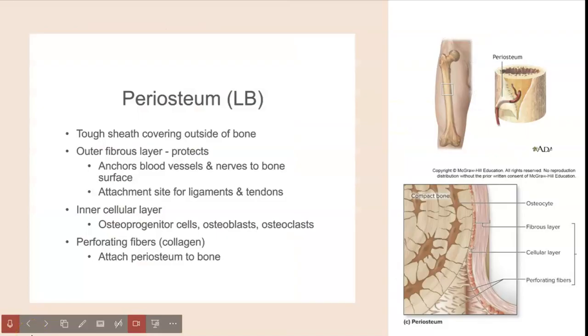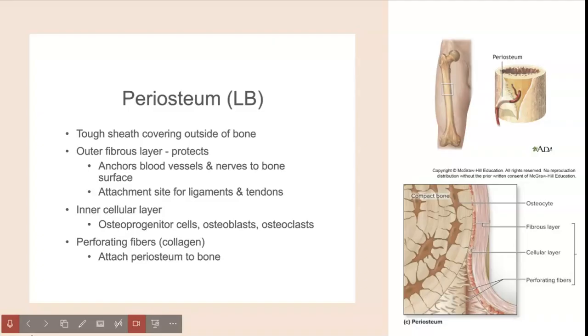On the outside of bones, we have a tough outer covering called the periosteum. Remember, peri means around, and anytime you see OST, that is referring to bone. Even sometimes just os refers to bone. Now, the periosteum actually consists of 2 layers, and it covers everywhere of the bone that's not covered by that articulating cartilage that we have at the epiphyses.